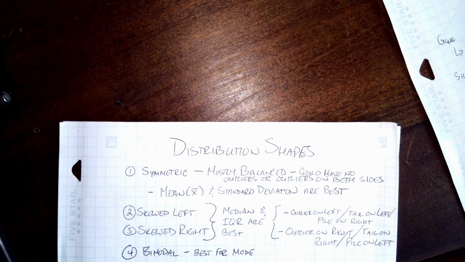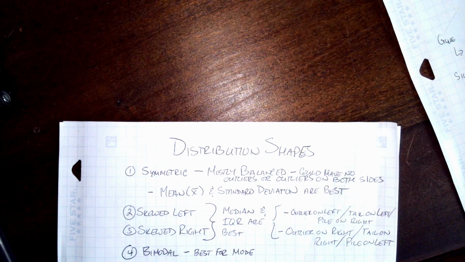Next category is skewed. It doesn't matter whether your graph is going to be skewed left or skewed right. The median and the IQR are best with skew. Skew usually just has one outlier in one direction. Skewed left is going to have the outlier on the left, or the tail of the graph on the left, or the pile of the data on the right.